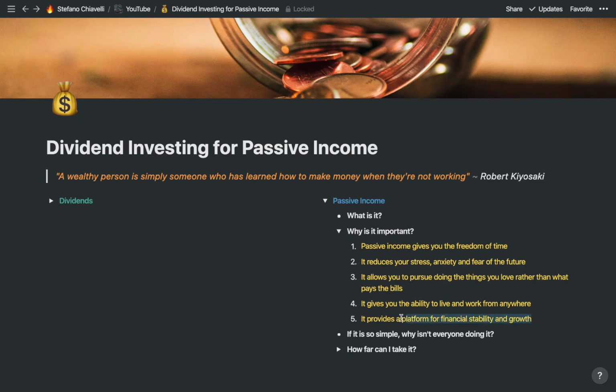Then finally, it provides a platform for financial stability and growth. So exactly that. When your income is pretty much automatic, you don't need to worry about meeting your expenses at the end of the month by exchanging time for money. And that's the key message I'm trying to share here.